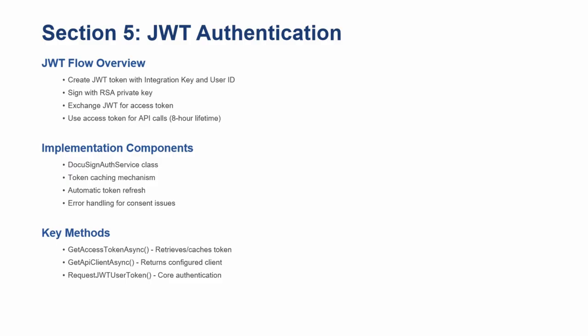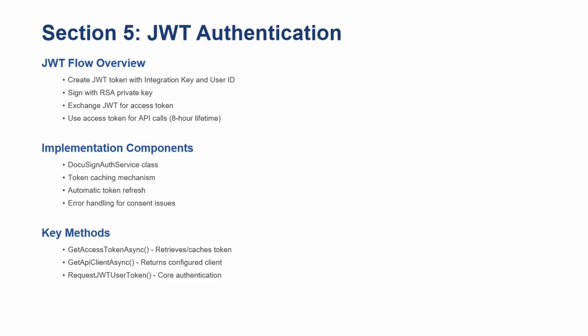JWT authentication, which is the recommended approach for server-to-server DocuSign integration. Understanding this flow is essential before making any API calls. In the JWT flow, a token is created using the integration key and user ID. This token is signed using the RSA private key and exchanged for an access token. The access token is then used for API calls and remains valid for approximately 8 hours.